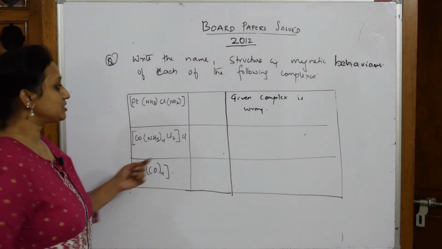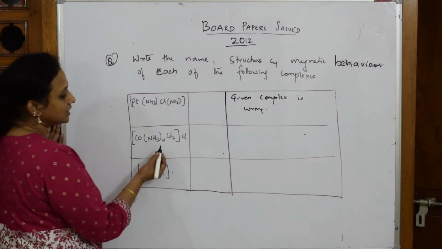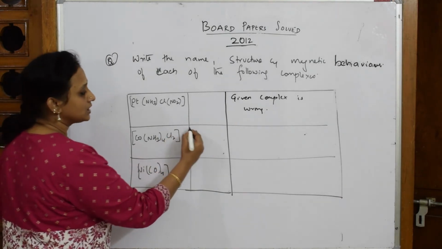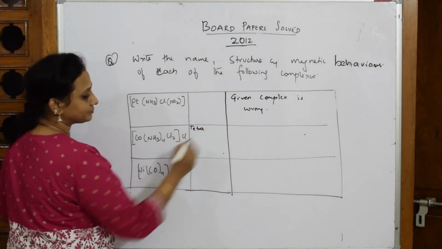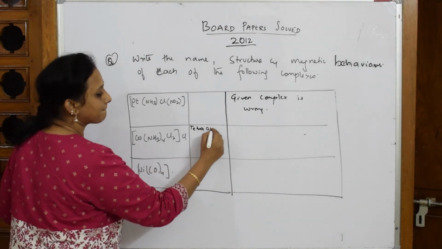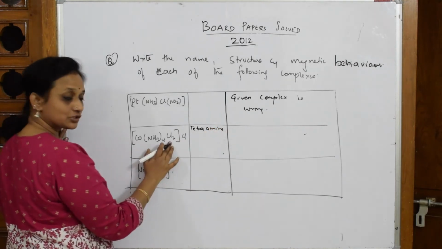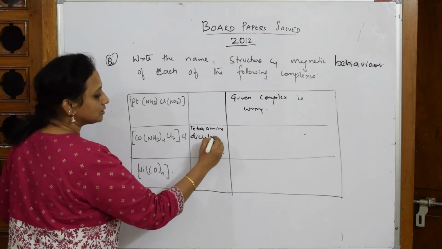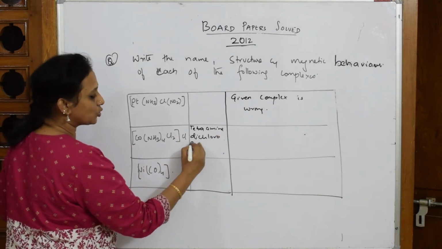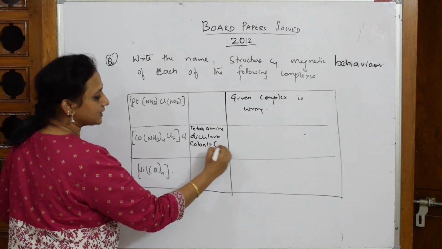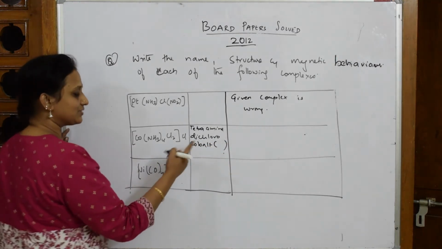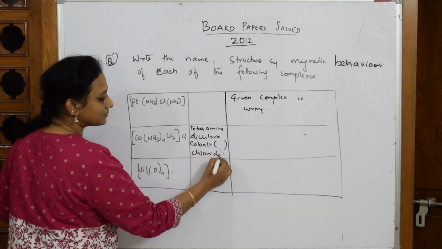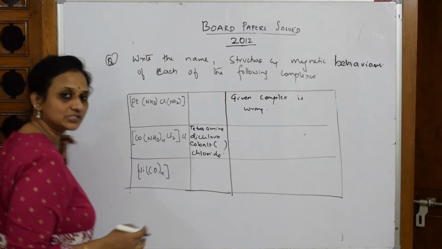So in this particular question, I have to write the name. Let's start. Always start with the ligand. Now this is the neutral ligand. How many are there? 4. So write tetra. What is this? Ammine. Come back to this, right? Dichloro. This is what? Cobalt. And I have to write the oxidation state. Let me calculate. And Cl is what? Chloride. Okay, let us come back and calculate and write the oxidation state in this.